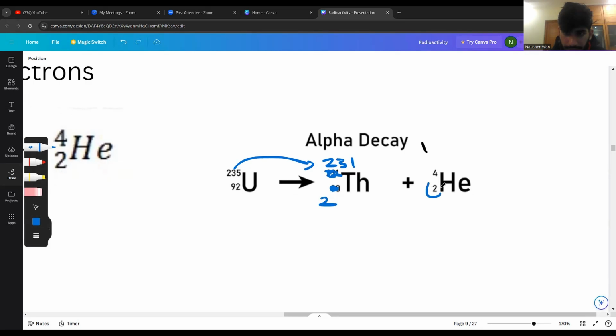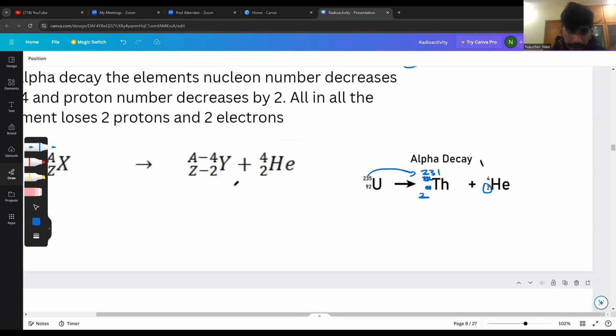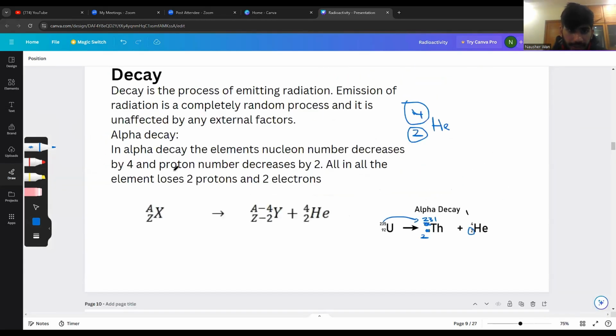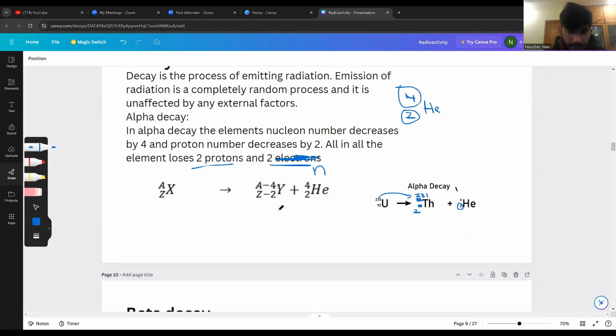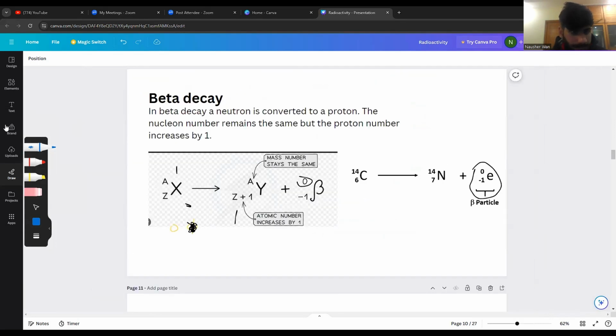So if you look at this, since this particle is leaving the uranium nucleus, it is also going to take 2 protons away from it. So that is why we're decreasing the proton number by 2. So all in all, in alpha decay, do remember this, that the element loses 2 protons and 2 neutrons. Sorry, I said electrons, it's supposed to be neutrons over here. All right, so keep that in mind.